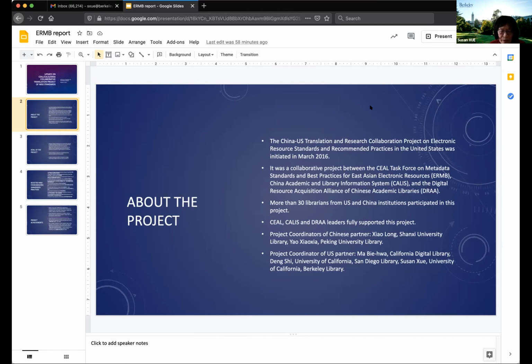On the Chinese side, the project coordinators are Xiaolong, who is currently the director of Shanxi University Library, and Yao Xiaoxia, who is currently deputy director of Peking University Library. On the US side, the project coordinator is Ma Bihua from California Digital Library. In fact, Bihua initiated this important project. Deng Shi is from University of California, San Diego Library, and myself from University of California, Berkeley Library.